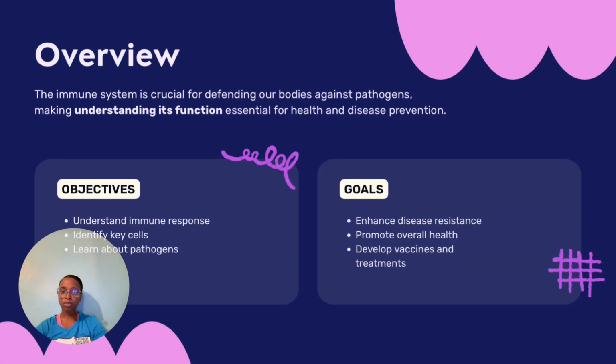The immune system is crucial for defending our bodies against pathogens, making understanding its function essential for health and disease prevention. Some of our objectives are understanding immune responses, identifying key cells, and learning about pathogens. Our goals are enhancing disease resistance, promoting overall health, and developing vaccines and treatments.